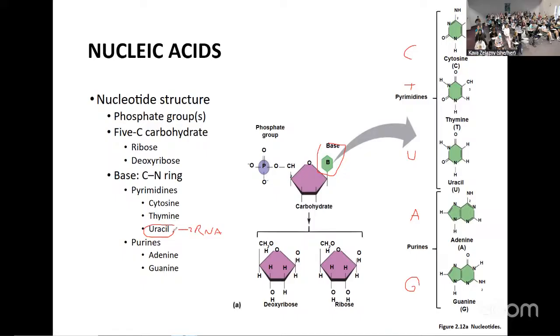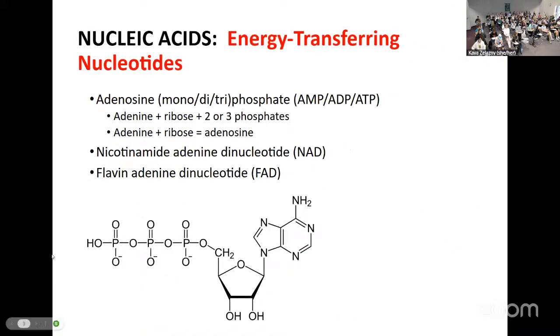Otherwise, we have pairs that we expect either in RNA or in DNA. So we're going to have cytosine and guanine, thymine and adenine in our DNA. Now, we're not going to talk a ton about genetics in this course. So just remembering nucleic acids exist is for the most part what you're going to need as you move forward.